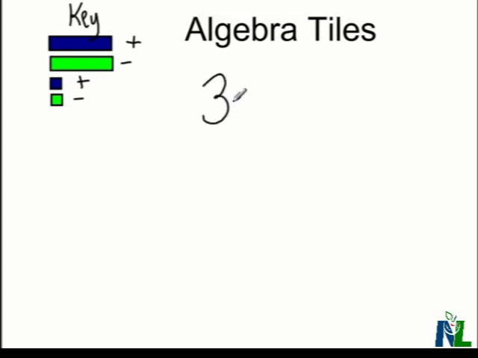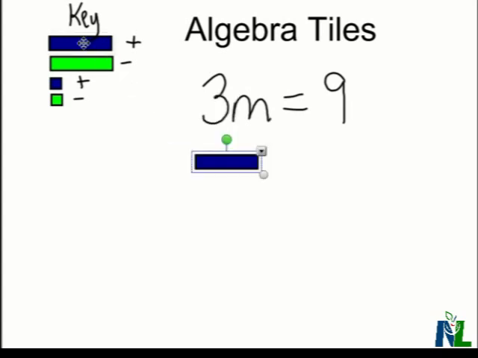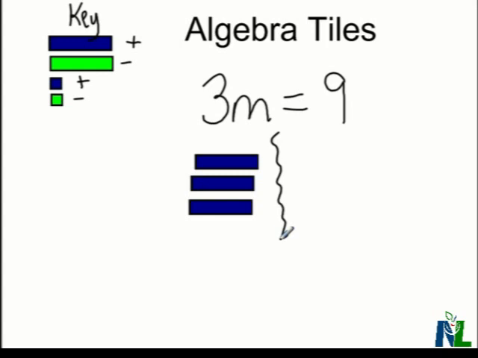So we're going to solve 3m equals 9. And 3m means we have three variables. Since there's no sign in front of the 3m, that means that they are positive. So I'm going to represent 3m by placing three variable tiles on the left, and our squiggle line, our snake, is our equal sign. The right side of the equation is 9, so that means it's positive 9. I'm going to represent 9 using 9 unit tiles.